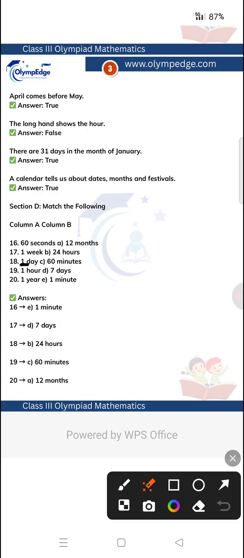Then we have question number 18, which is 1 day. So 1 day is equal to 24 hours, right? So question 18 matches with B, 24 hours. Then next we have question 19, 1 hour. 1 hour is equal to 60 minutes, right? So 19 matches with C, 60 minutes. Then next we have 20, 1 year. 1 year is equal to 12 months, right? So question 20 will match with option A, which is 12 months.